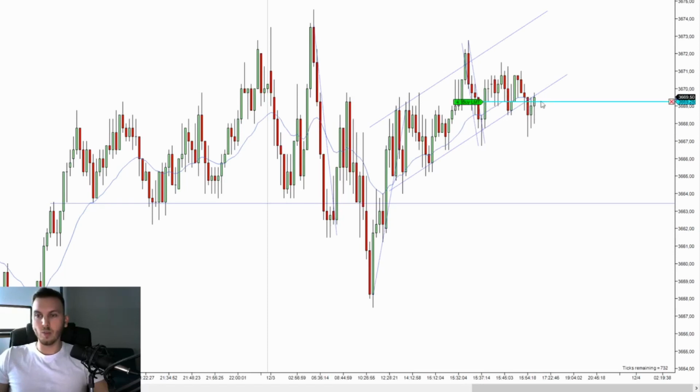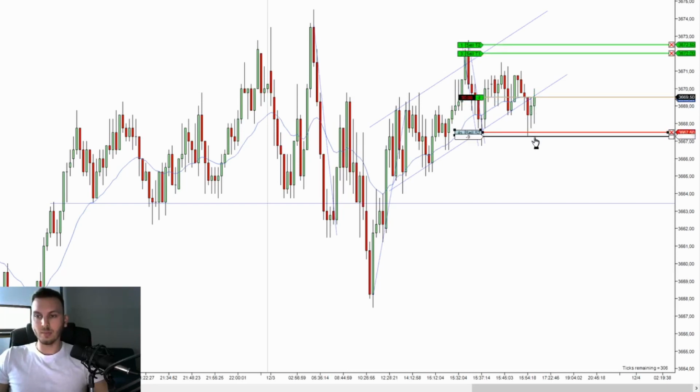I'm going to put my order one tick back. I'm going to place my stop loss one tick below this swing. Hopefully I'm going to get filled. I'm going to chase it just a little bit. All right.